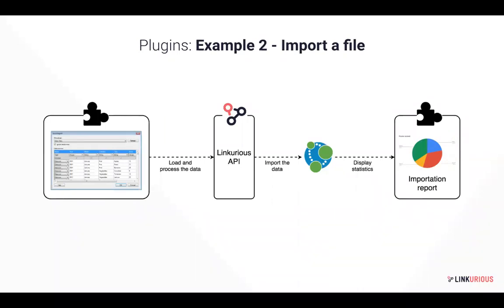side thing. You could provide your users with a plugin that would display in the browser some kind of file importer wizard. This is like an image of what you can do when you import a CSV file in Excel. So your plugin would load and process the data, and then it would call the Linkurious API to actually import the data in the database. As an option, you could also display statistics about this importation within the plugin. At the end of it, maybe have some success and failure rates on your importation.